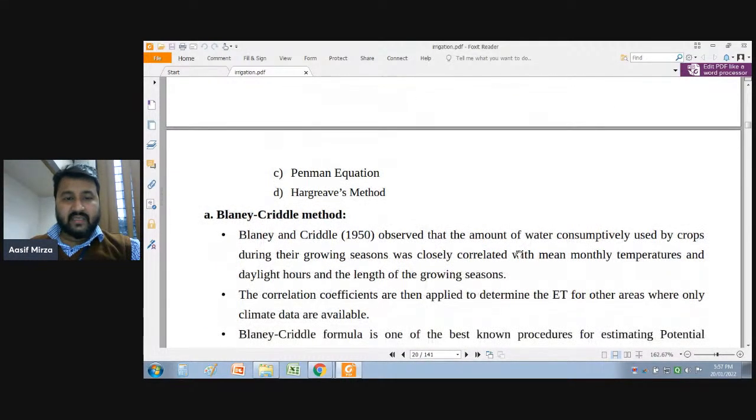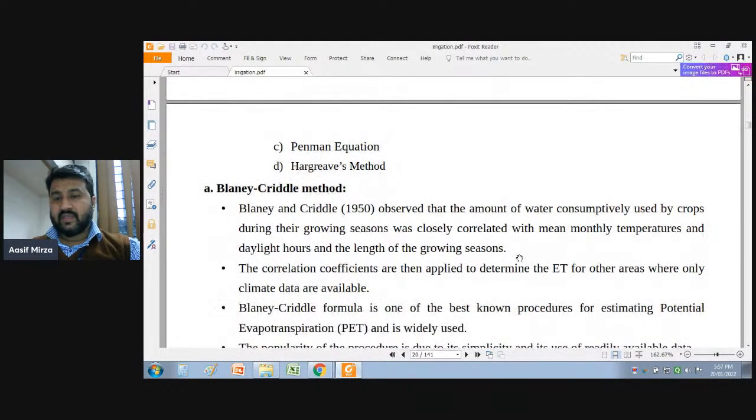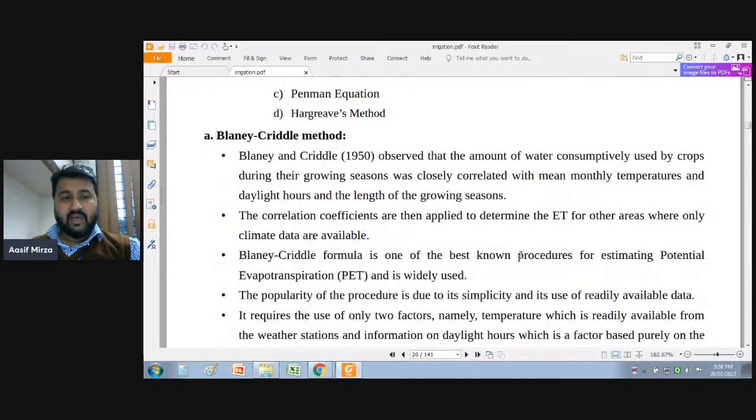Now Blaney and Criddle in 1950 observed that the amount of water consumptively used by crops during their growth season was closely correlated with mean monthly temperature, daylight hours, and the length of the growing season. The correlation coefficients are then applied to determine the ET for other areas where only climate data are available.